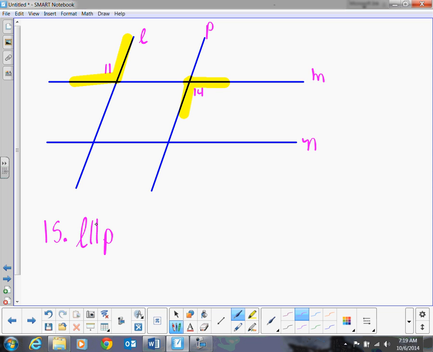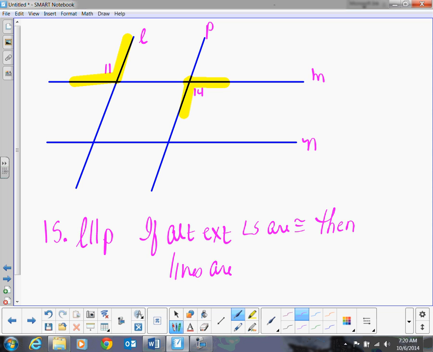Now, on these reasons, it's the converse or reverse of what we've been saying. We're going to start with if alternate exterior angles are congruent, then lines are parallel. We're concluding parallel. Parallel needs to be after the then. Must be last. If we were concluding congruence, then it would say if lines are parallel.